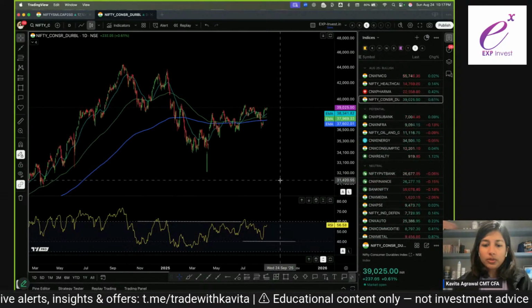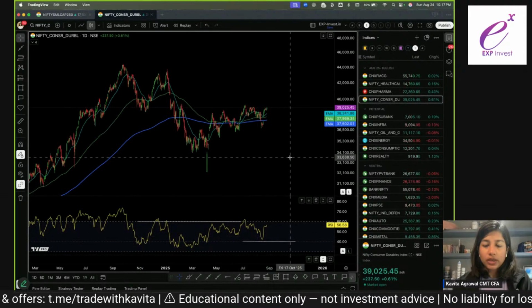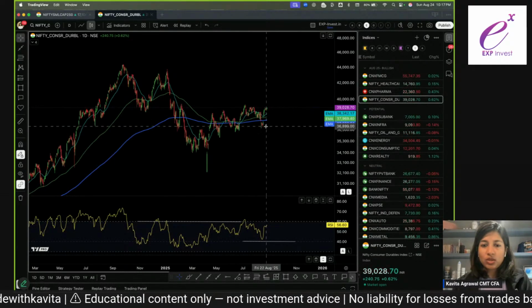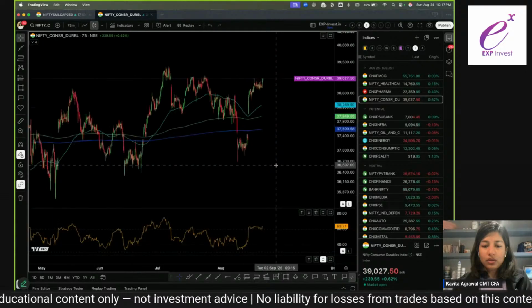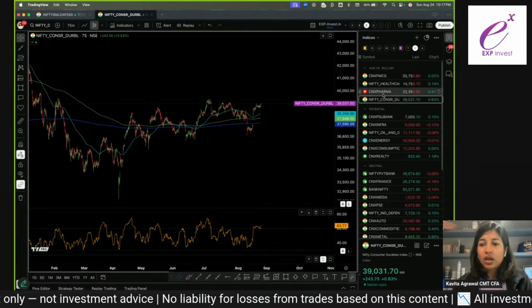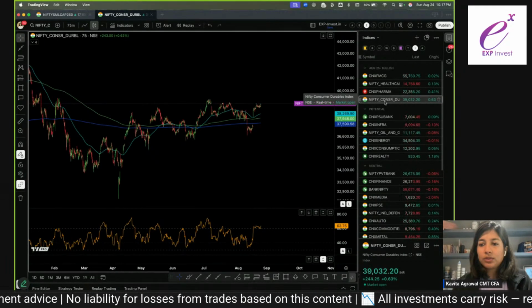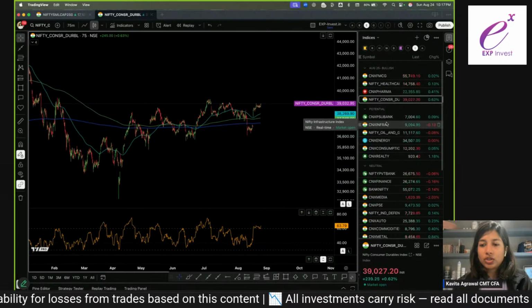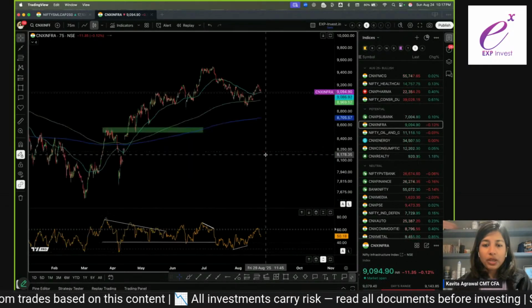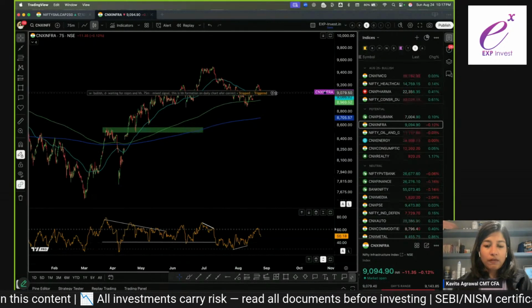All right, so consumer durables, again, it is in the bull range, and just like FMCG, it is looking better than the other sectors. So we will continue to keep consumer durables in the bull range. Now, infra. Now let's see what's going on in infra.